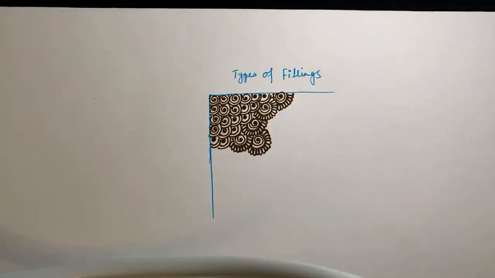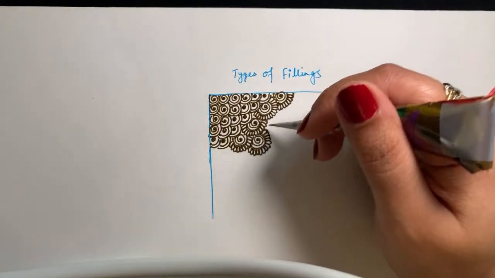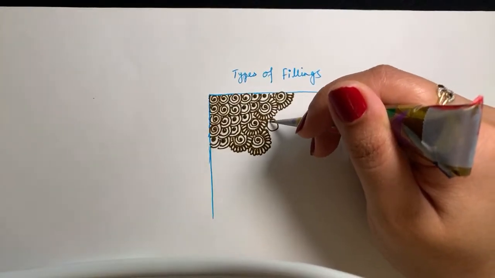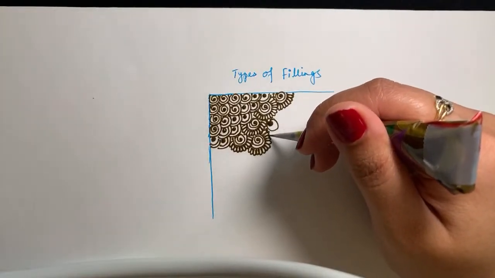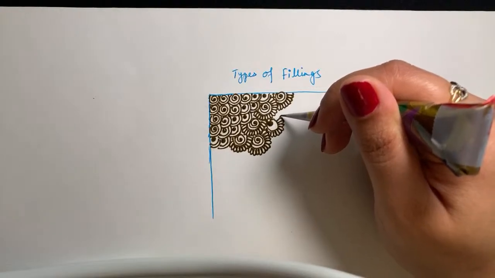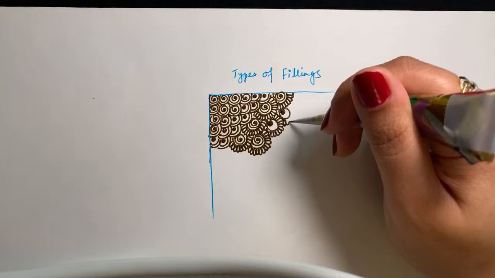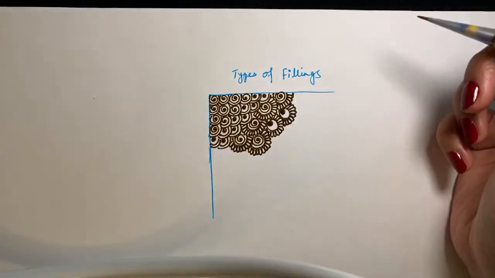Another way of doing this can be, instead of doing the swirl all the way, I just do it like this. See, I'll do a big oval and then a dot, and then I'll just cover it. I'm sure you have seen it in a couple of my videos because I do this design on the fingers, or I'll use it as a filling as well.